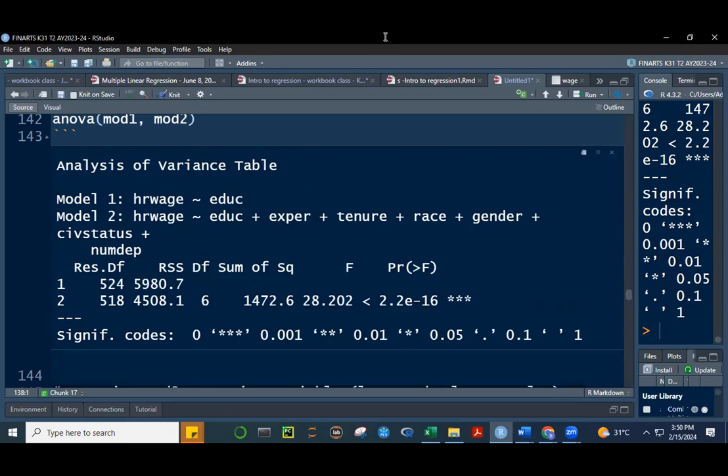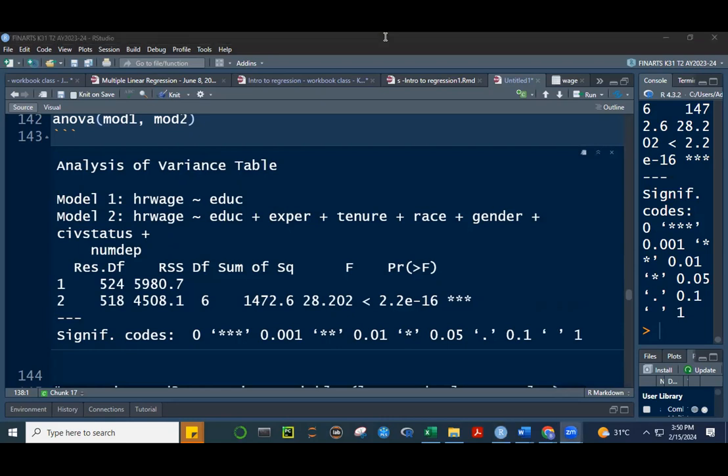It ran the ANOVA and computed the F-stat. What comes out here is the residual degrees of freedom, 524, because we have only one predictor here, right? N minus k minus 1: 526 minus 1 minus 1 is 524. Here, 526 minus 7 minus 1 is 518. Then what comes out is that the F-stat is 28.202.